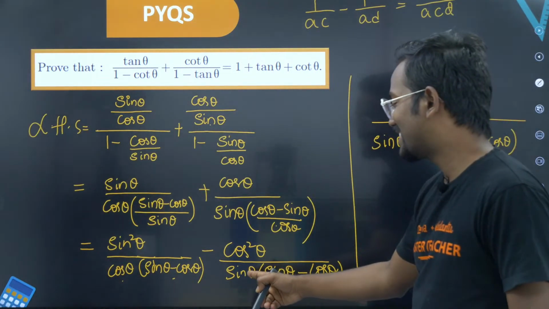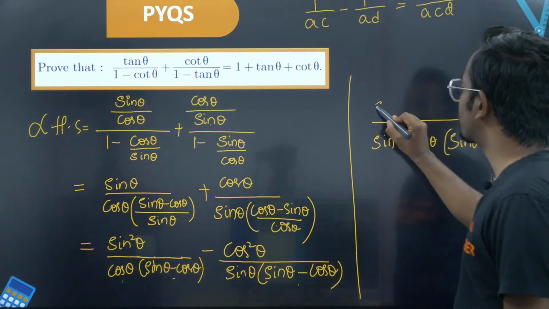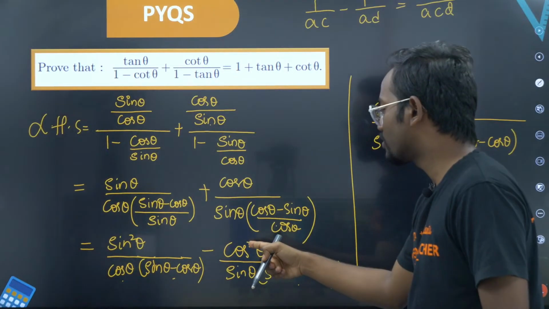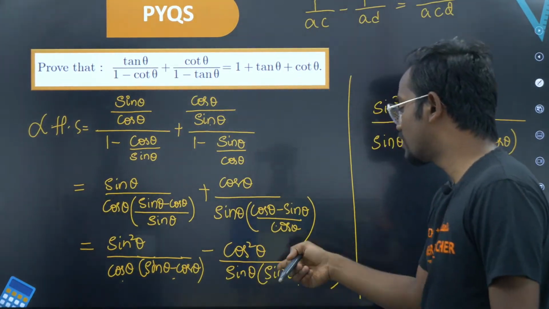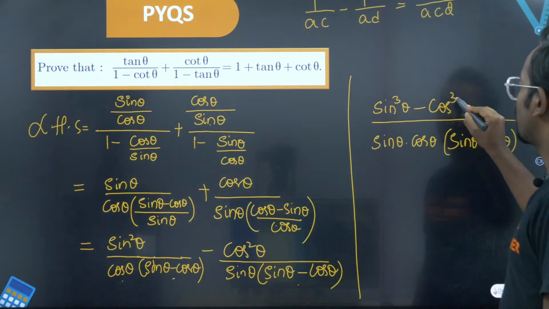Sir, this sin is missing over here, so therefore this gets multiplied to this. This becomes sin cube theta minus, so here you have cos square theta, and what is missing here is cos theta. So this cos theta will get multiplied over here, and it becomes cos cube theta.